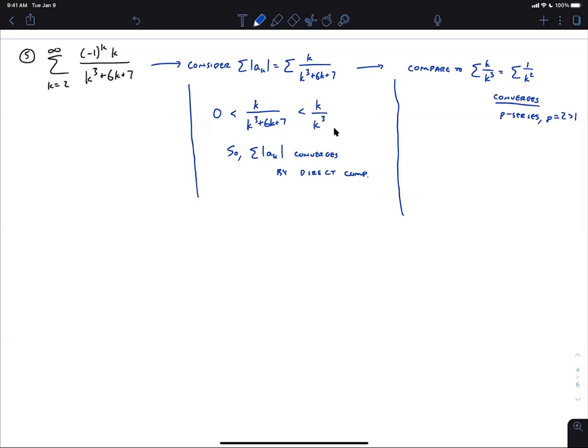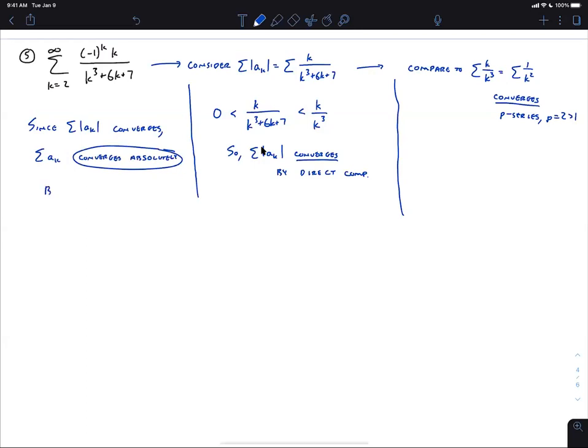Okay, now we're going to go back. So we've proven that the one on the right converges. We've proven the one in the middle converges. Now we're going to go back and do the original. Well, since the one in the middle, since its absolute value converged, then the original series, the sum a_k converges, and it converges absolutely by the absolute convergence theorem.